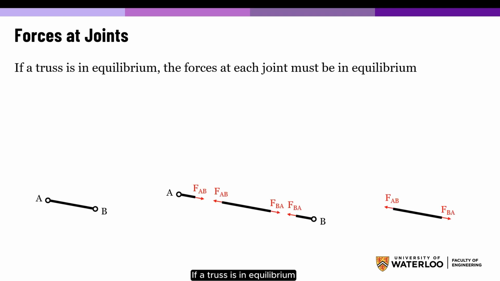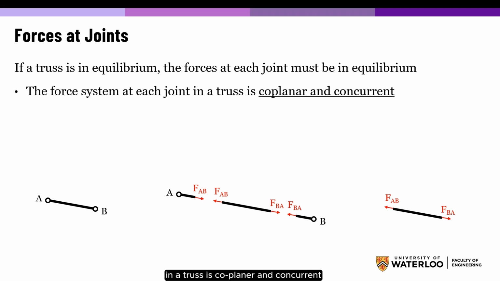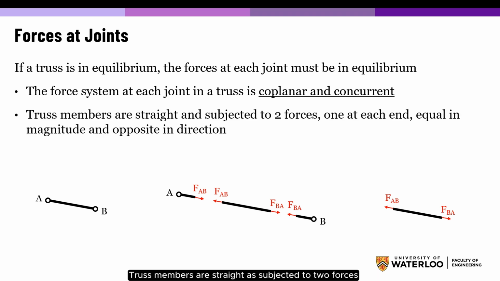If a truss is in equilibrium, the forces at each joint must be in equilibrium too. The force system at each joint in a truss is coplanar and concurrent. Truss members are straight and subjected to two forces, one at each end, equal in magnitude and opposite in direction. Let's look at member AB. If we look at the joints, then we see that there is a force AB and BA. At the end of the member, we have the same forces, but opposite in direction.